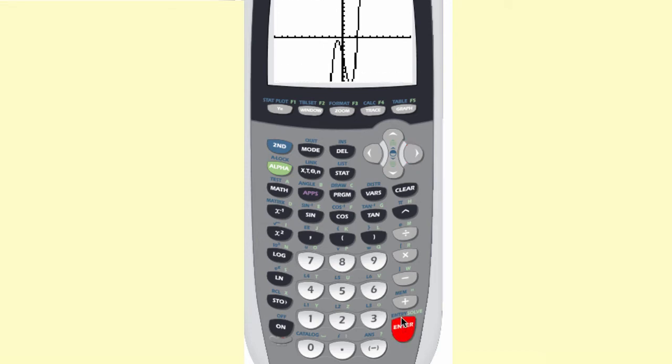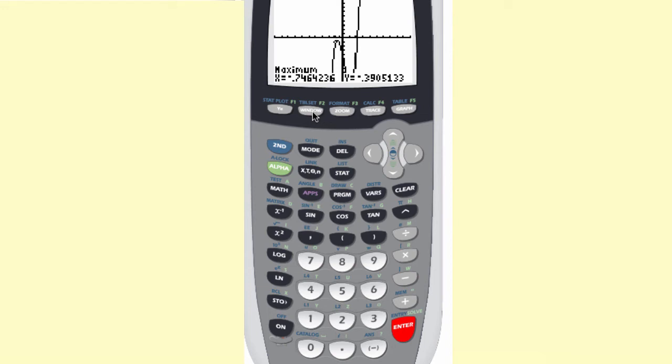Enter one more time. And there are the coordinates of the turning point, negative 7.46 or about negative 7.5 for the x value, and the y value is negative 0.39 if you're going to round that. So that's how you calculate a local maximum.